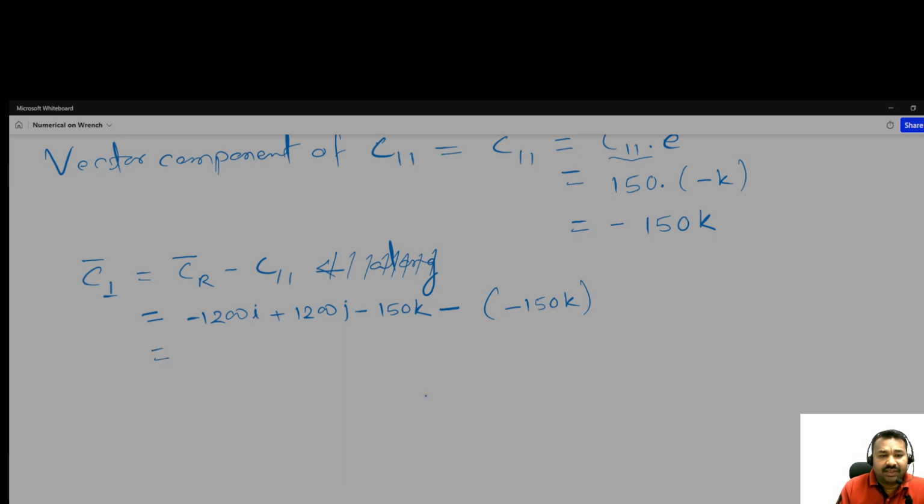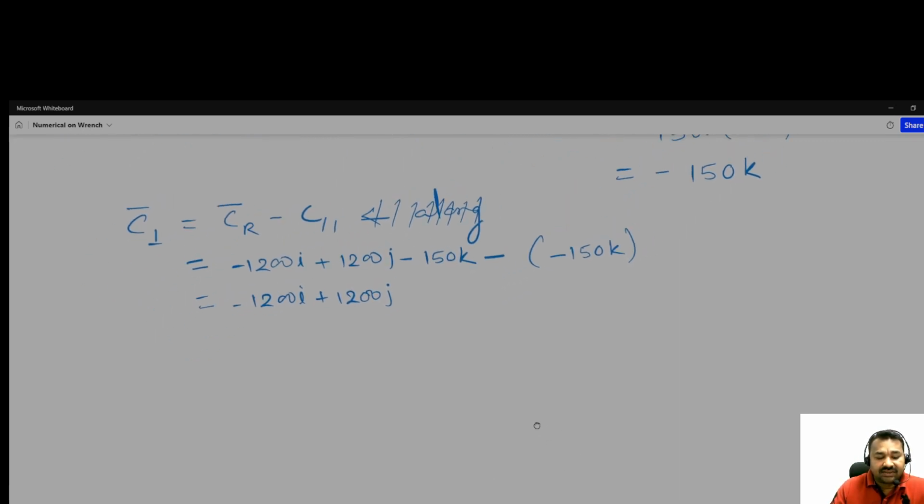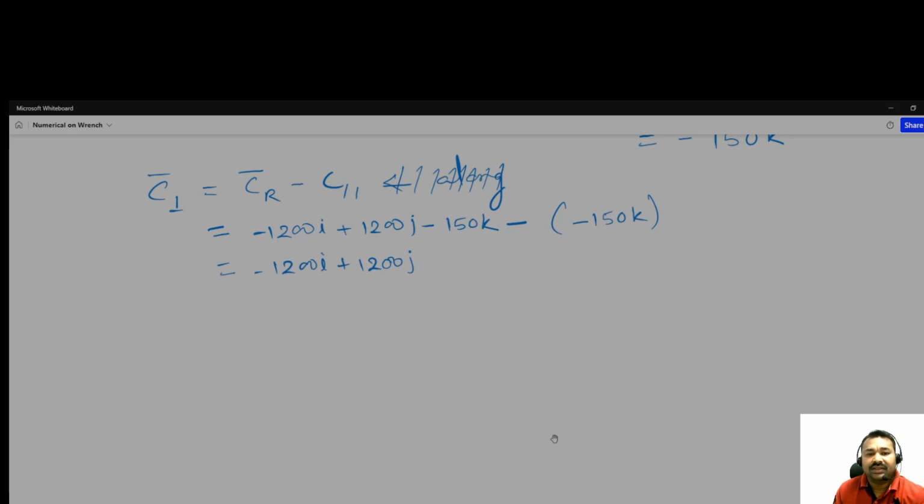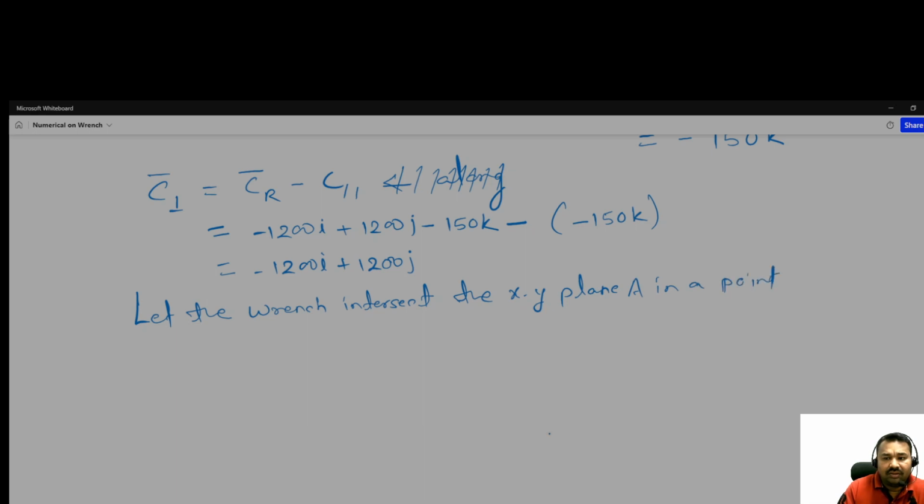So what we get ultimately is minus 200 I plus 1200 J. Okay, and after this, what is the next we have to do? So next is, let the range intersect the XY plane A in a point A. So x, y and 0.